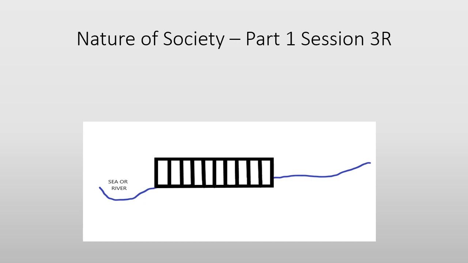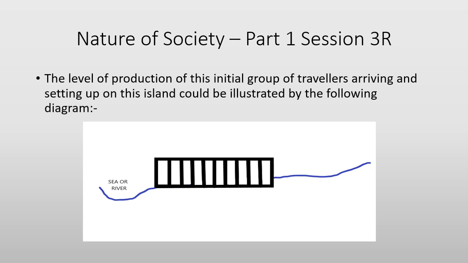So here's the first batch of arrivals coming to the island, and they locate themselves near the sea or river where fresh water is available. The level of production of this initial group of travelers arriving and setting up on this island could be illustrated by the following diagram.